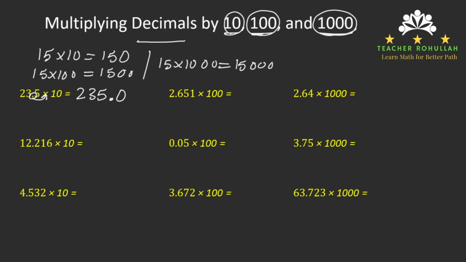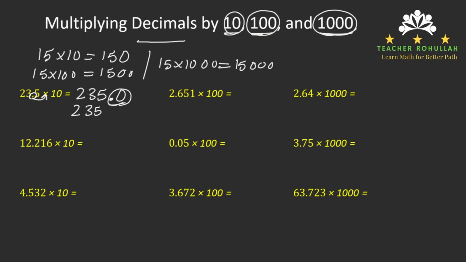But this 0 and the decimal point do not bring any changes to the number, or they do not add any value to the number. So we take them off also. We can just write 235 as the answer.